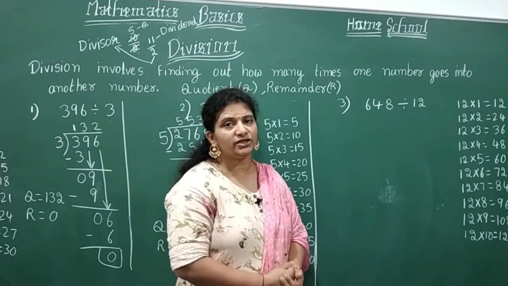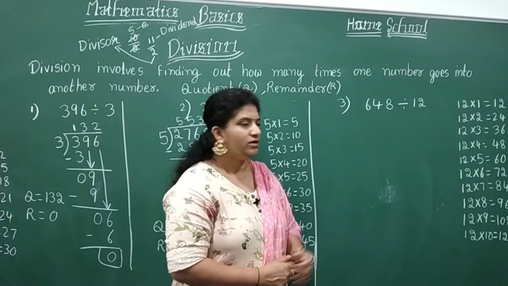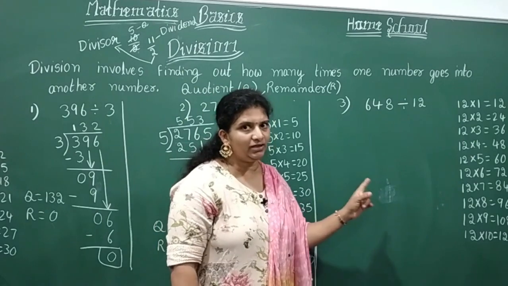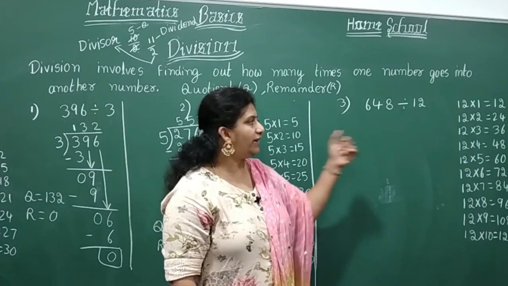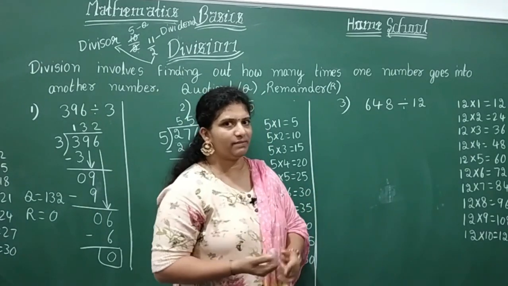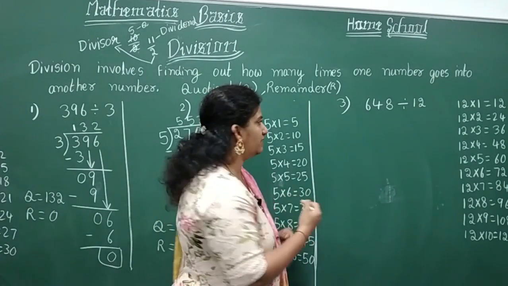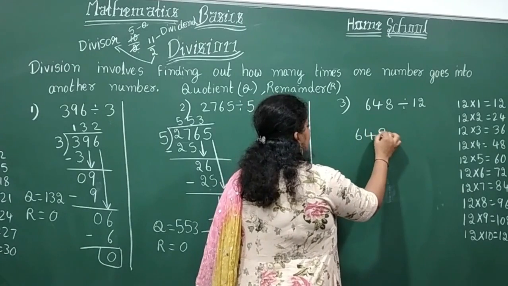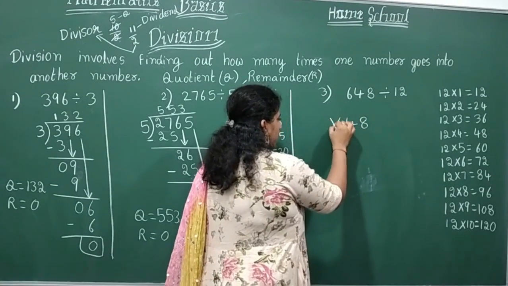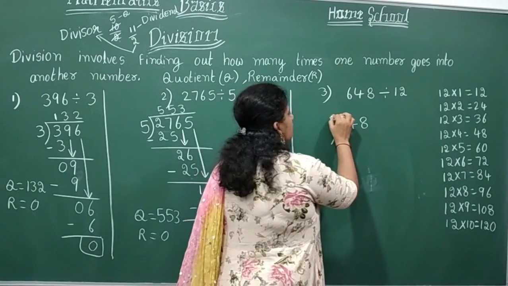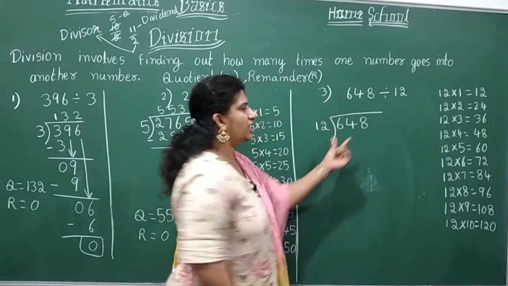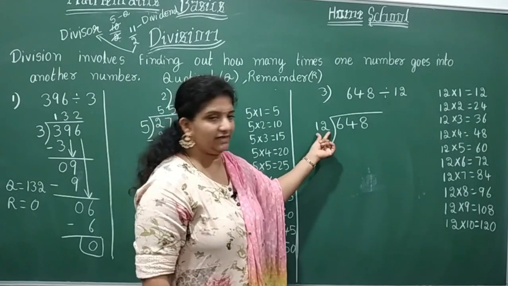Shall we do it now? Now which table should you remember? The 12 table. So can you see the 12 table here? It should be there in your mind. 12 ones are 12, 12 twos are 24, like this you should remember. So now let's start the division here. 648. Okay, if you want you can take a small box here and here. This is your dividend and this is your divisor.